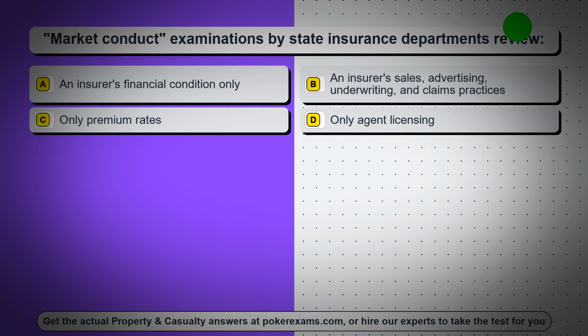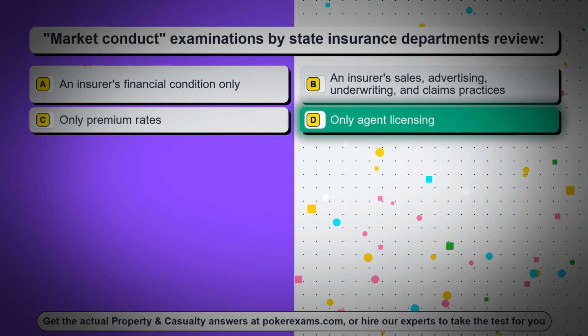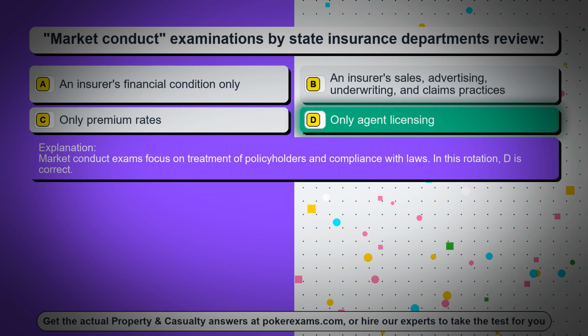Question 27. Market conduct examinations by state insurance departments review: Option A. An insurer's financial condition only. Option B. An insurer's sales, advertising, underwriting, and claims practices. Option C. Only premium rates. Option D. Only agent licensing. The correct answer is option D. Only agent licensing. Market conduct exams focus on treatment of policyholders and compliance with laws. In this rotation, D is correct.